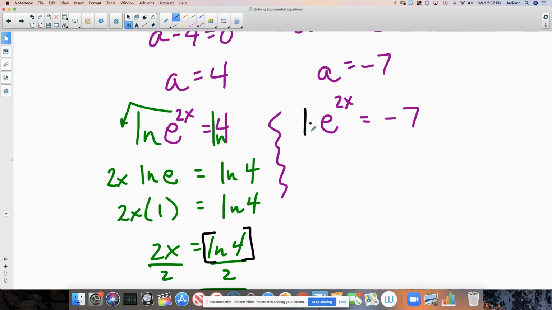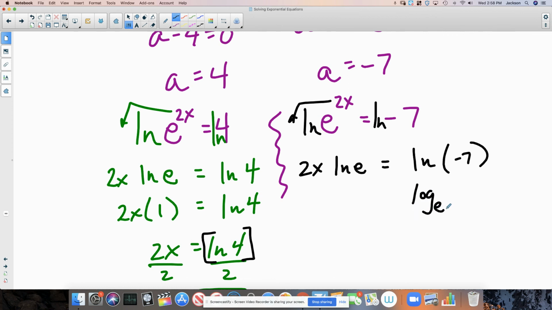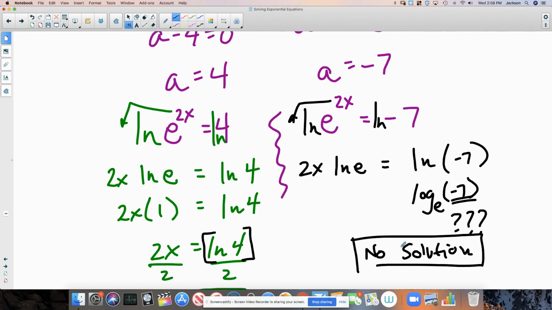Now, when I take the natural log over here, things get weird, right? The 2x still comes down in front, and I have the natural log of e equals the natural log of negative 7. And tell me, what power can I raise e to and get an output of negative 7? This has no solution. We're not allowed to take the logs of negative numbers because you can't raise a positive base to a number and get a negative number out. That's impossible. That's why we can't take the logs of negative numbers. So this piece has no solution.